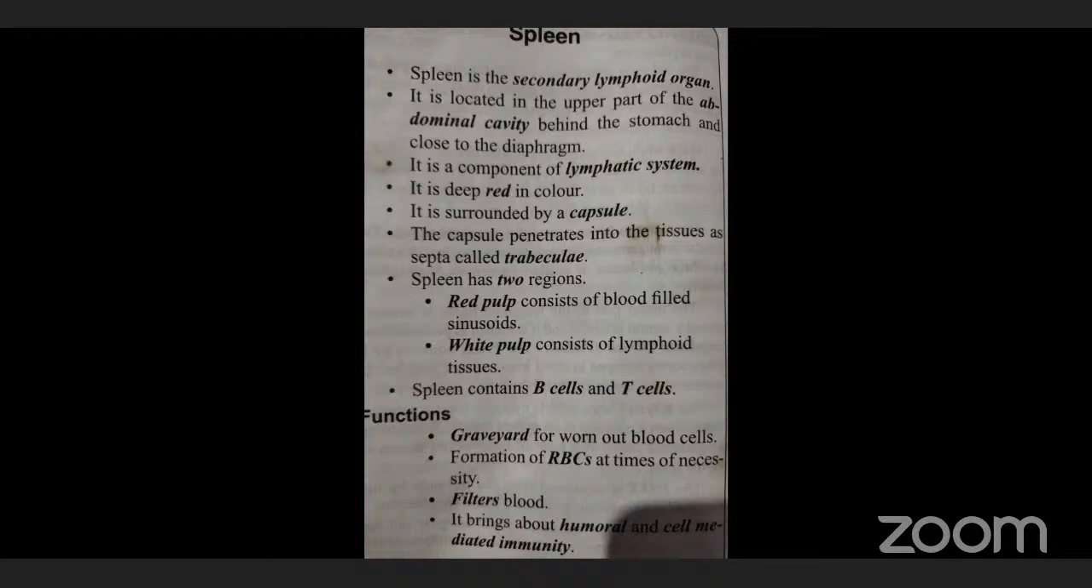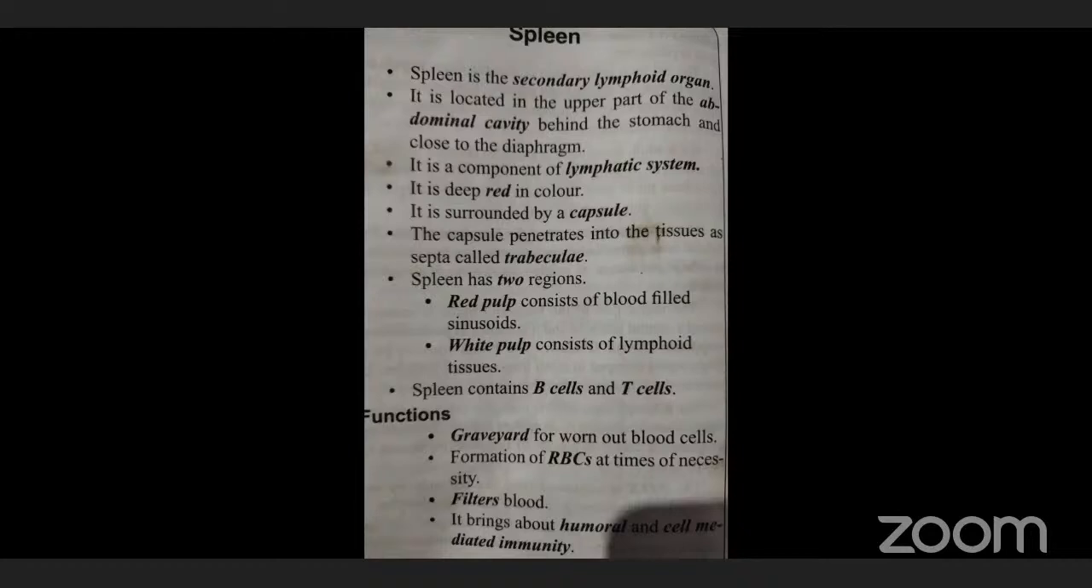The spleen has direct communication with the main arterial circulation. In contrast to the lymph nodes, which filter the lymph, the spleen also filters the blood. A question may ask which lymphatic organ filters the blood. Your answer is the spleen filters the blood.